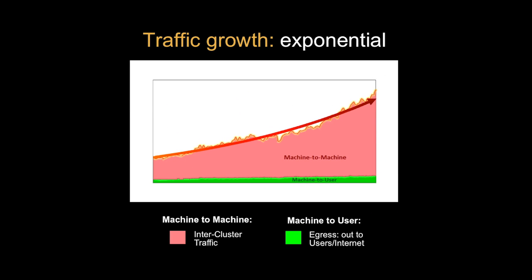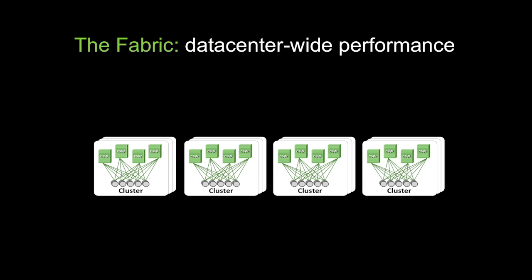This is our typical year. The green shows machine-to-user traffic. It increases, but its growth is dwarfed by the red, which is machine-to-machine traffic. And clusters have limits of how much machine-to-machine traffic they can accommodate, especially between the clusters.